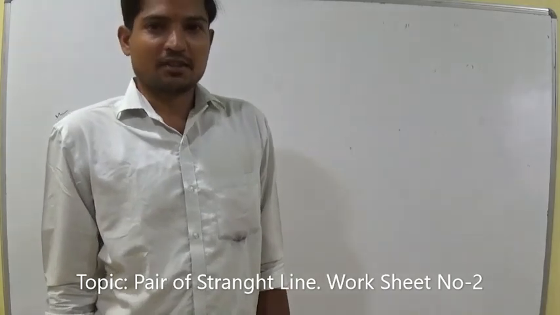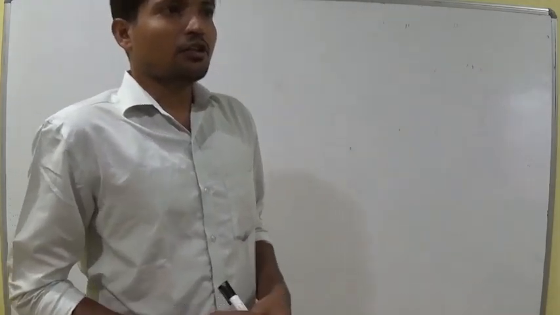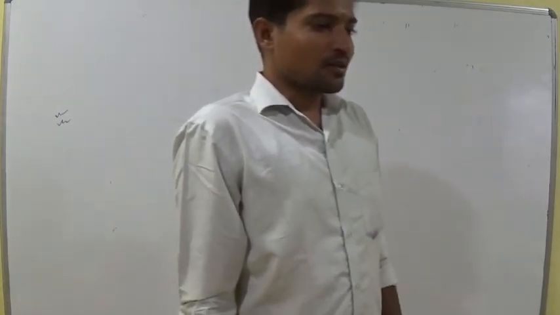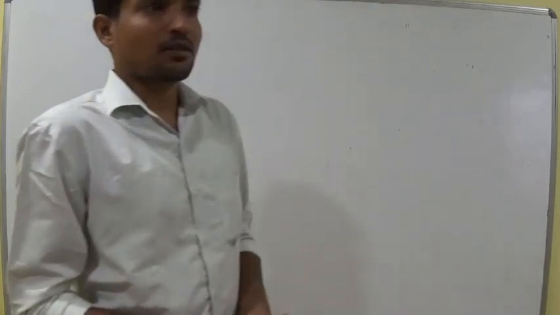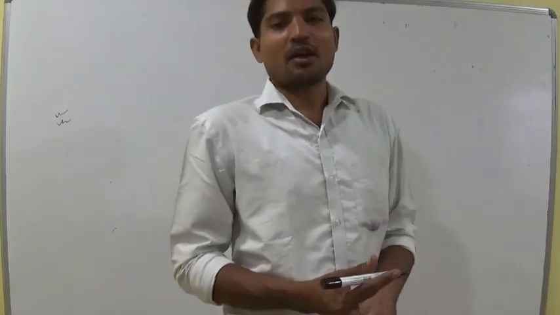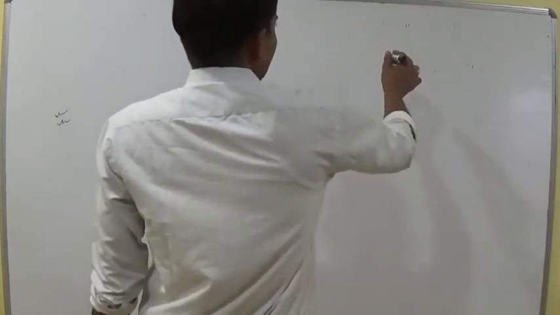These are what we discussed. Now we are going to discuss angles between two pair of lines. Here, angle bisector.